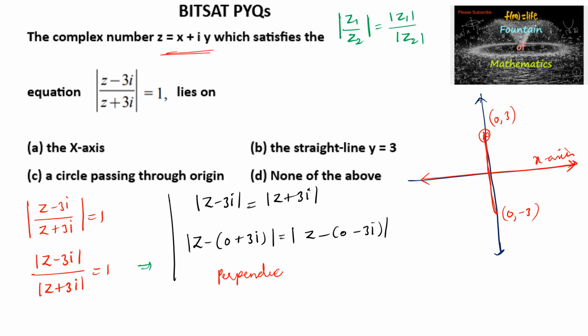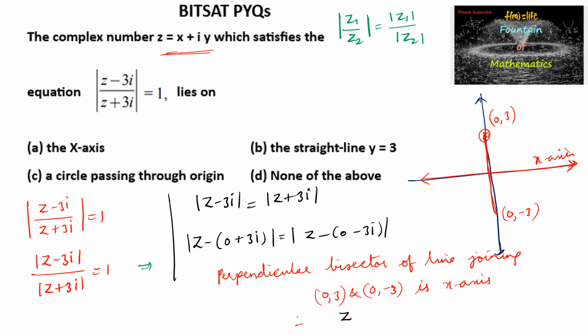Perpendicular bisector, we can write here. Perpendicular bisector of the line joining (0, 3) and (0, minus 3) is the x-axis. So therefore we can conclude that z lies on the x-axis. So we can go with option A.